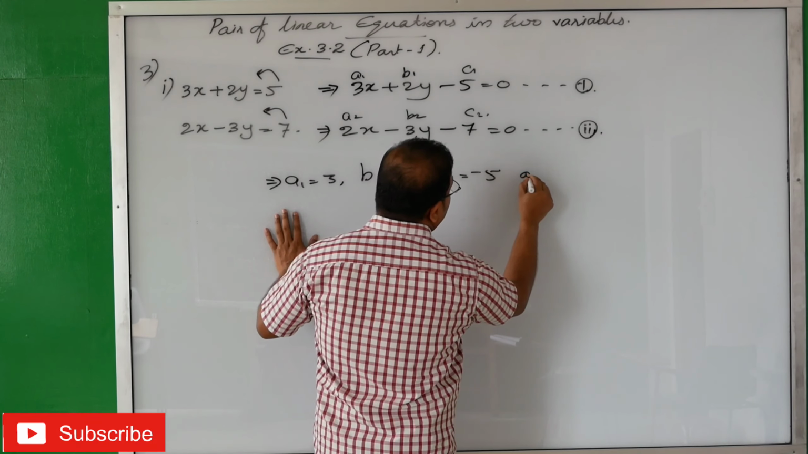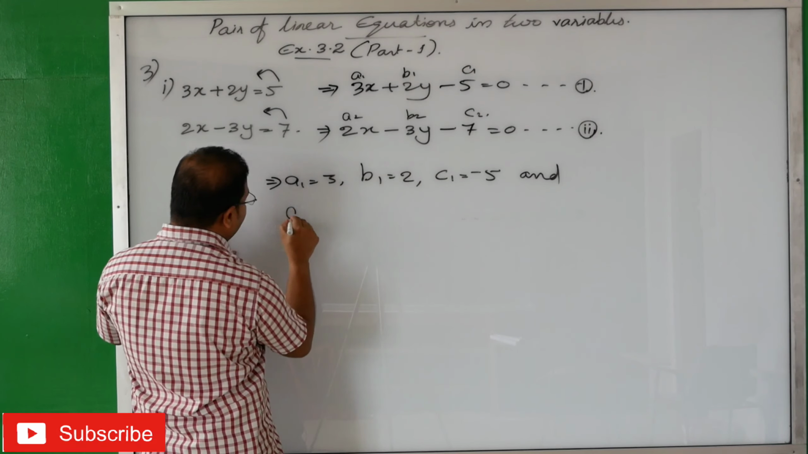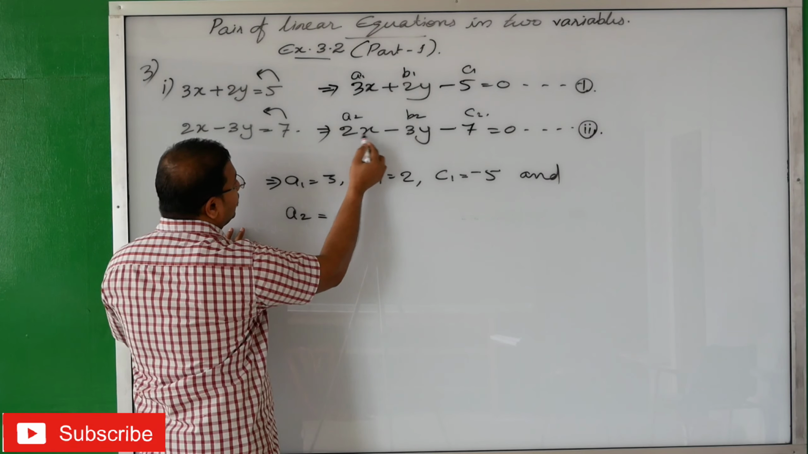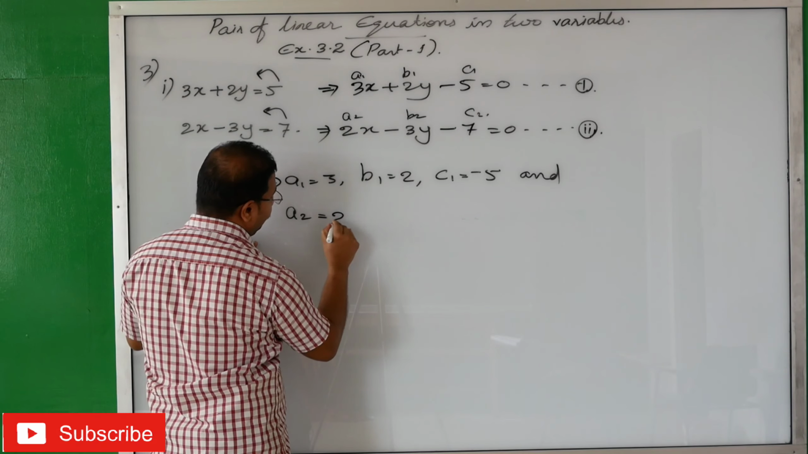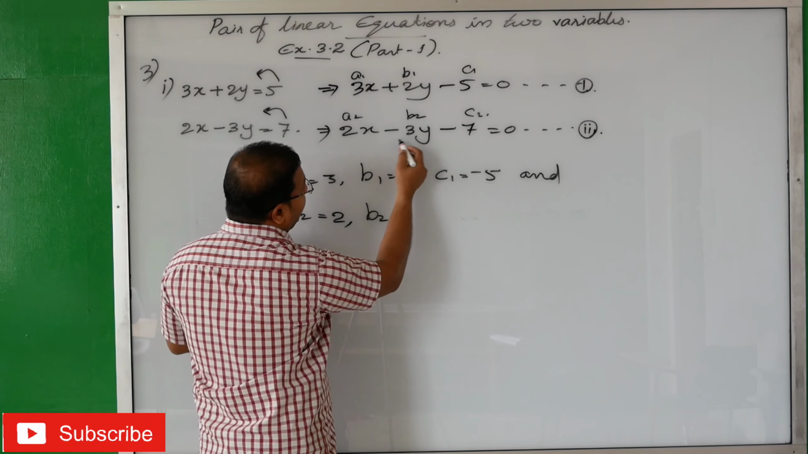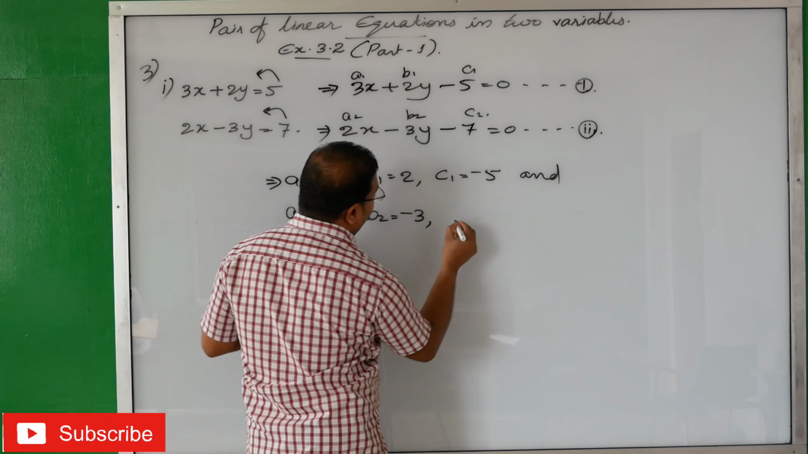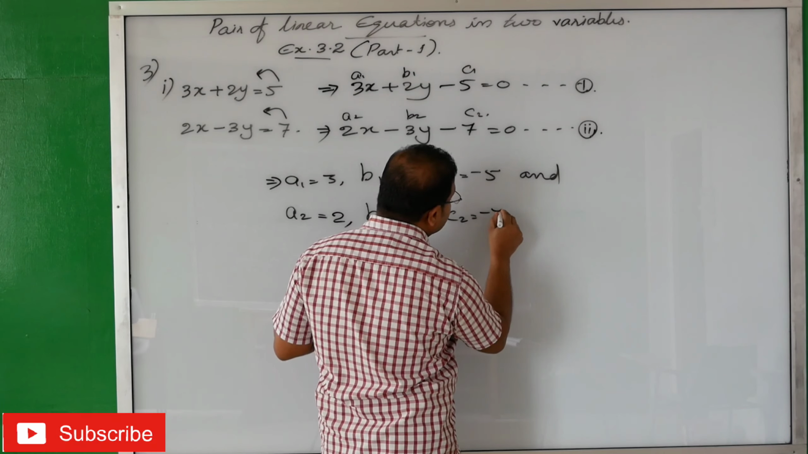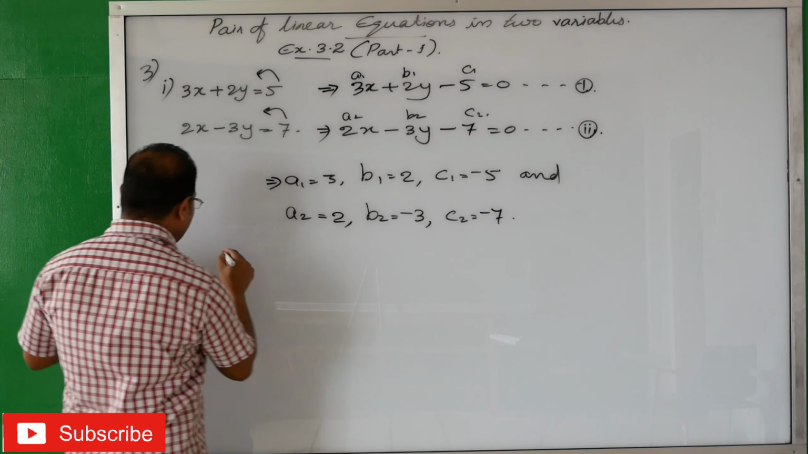And now let us see A2. What is the value of A2? In the second equation, the coefficient of x, that means next to x. That is 2. And B2, what is the value of B2? That is minus 3. Very careful, minus 3. And C2, what is the value of C2? Minus 7.